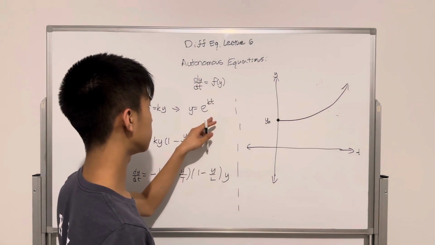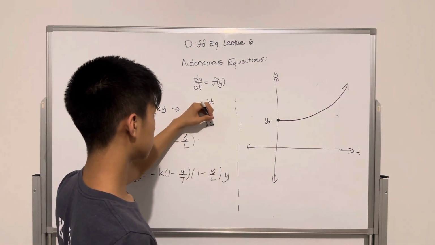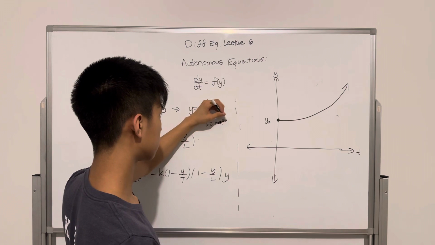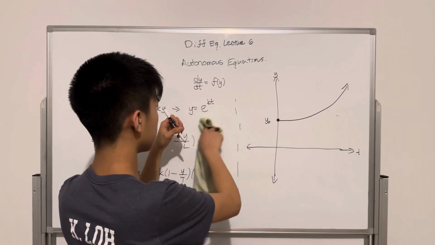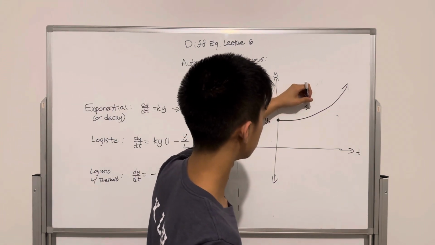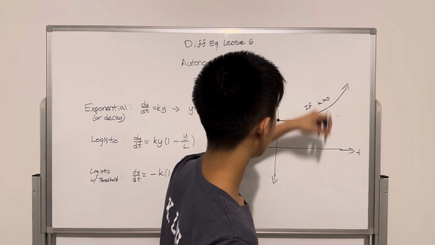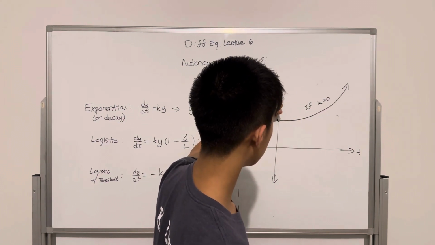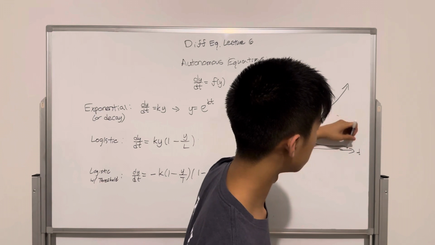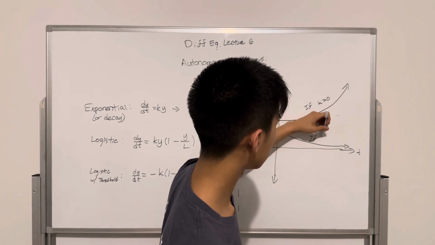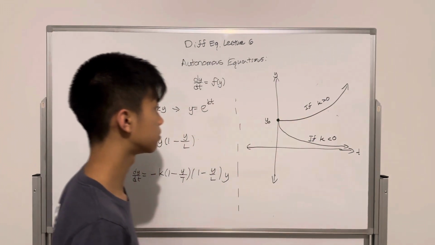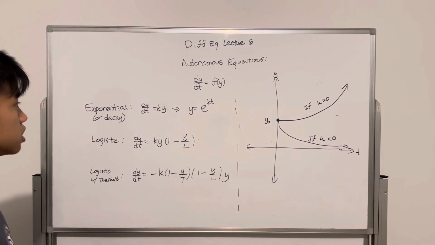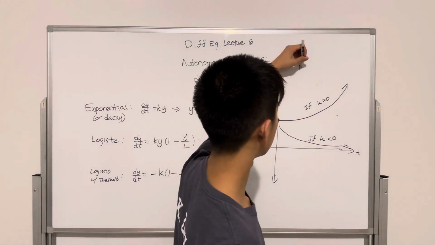So this is if k is positive, and if k is negative, then it's going to undergo exponential decay. So this is if k is less than 0. So this is exponential.